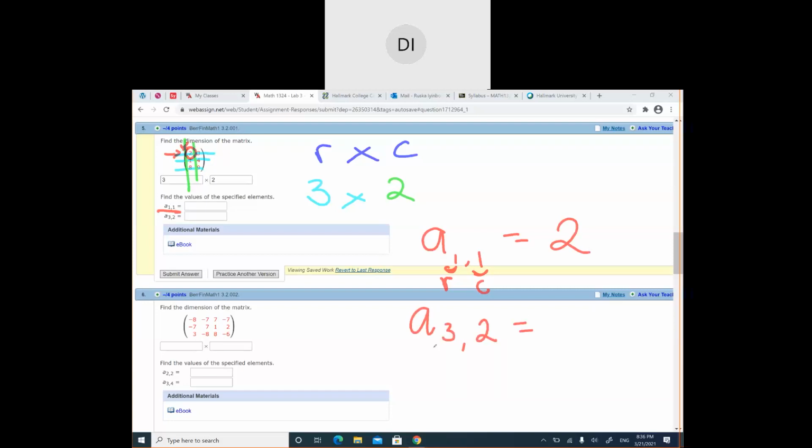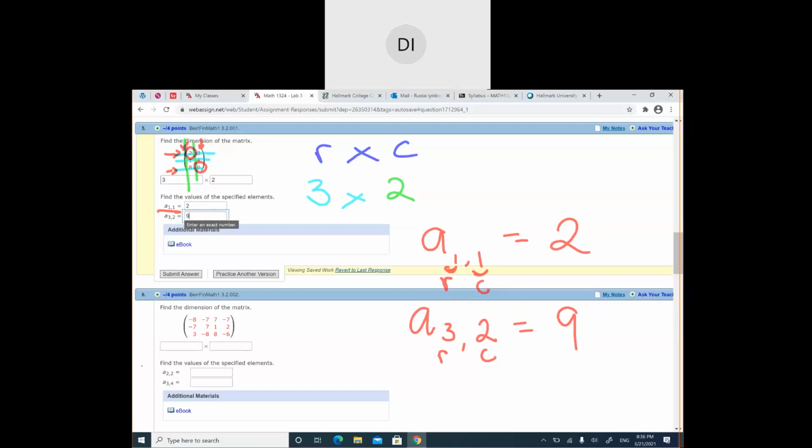The next one is A3 and 2. That means I need to go to the third row and second column. The third row is here, the second column is here, and they meet at this number, which is 9. So that's what you have: 2, and the second one is 9. You do the same with number 6.